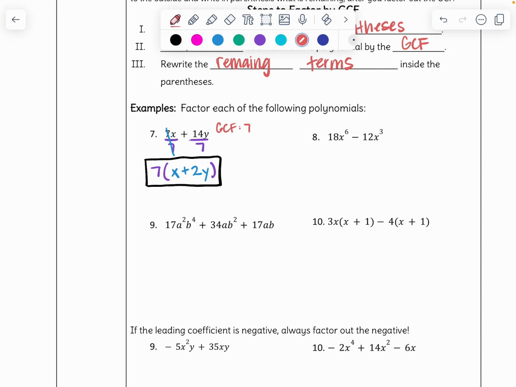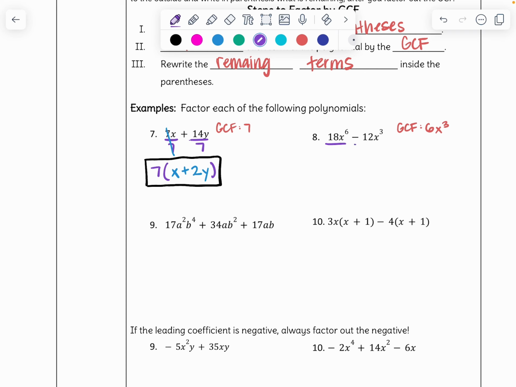Okay, number 2. We need to find the greatest common factor for 18 and 12. The greatest common factor for 18 and 12 is 6. So this is why it's important for you to get fast at recognizing what the GCF is right away, so it doesn't slow you down in your process. And then I'm going to look at, they both have x. Which one has the lower exponent? That would be x to the power of 3. So that's what's going to be in my greatest common factor.